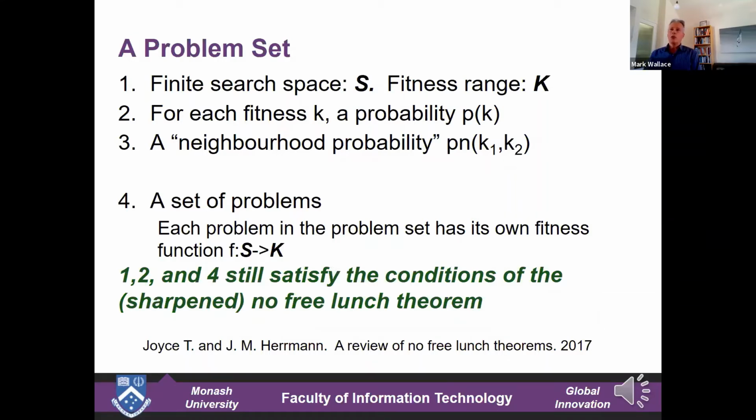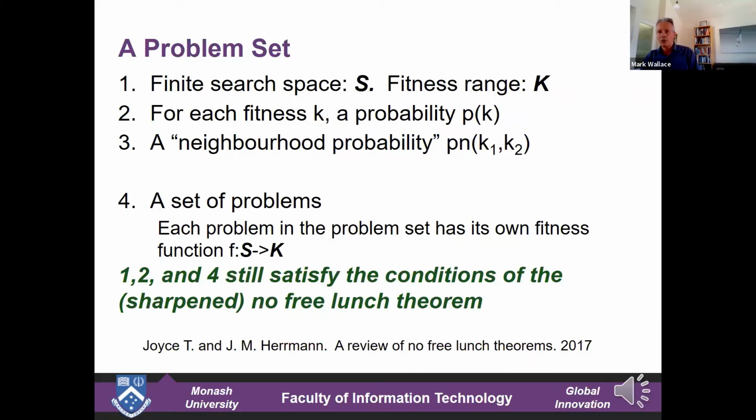So in this talk, we've got the same setup. We've got a finite search space and a finite fitness range. But what we've got additionally is, for each fitness K, a probability PK that an arbitrary point from any of the problems in our problem set has fitness K. We also have a neighbourhood probability, which is the probability that a neighbour of a point with fitness K1 has fitness K2. But for the moment, we'll just concentrate on PK.